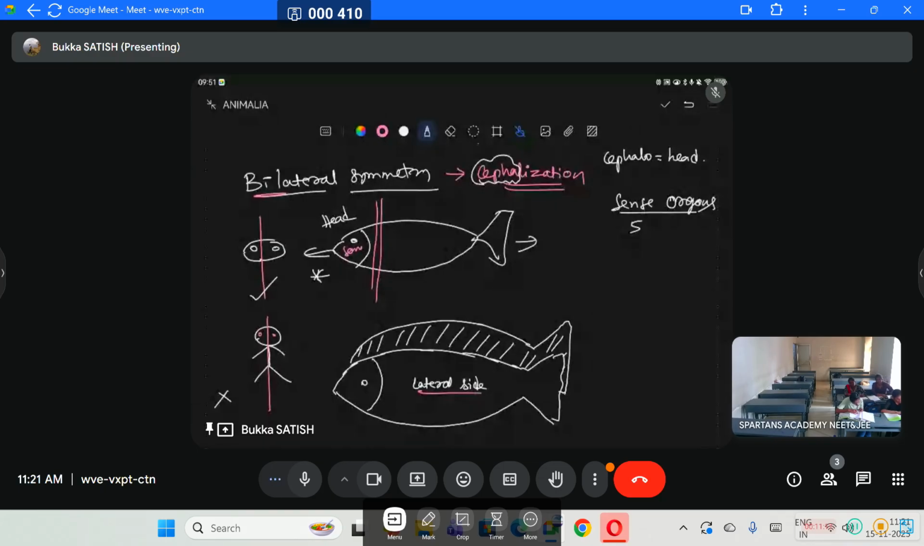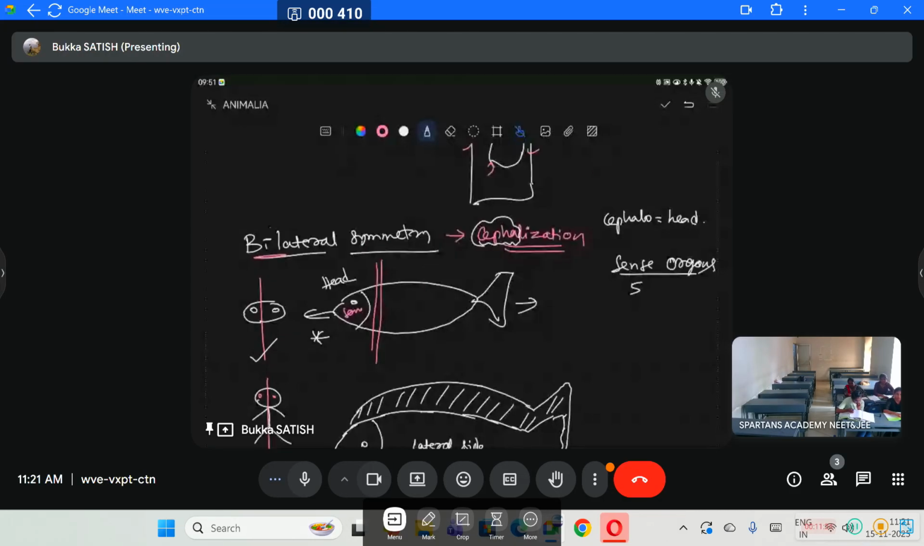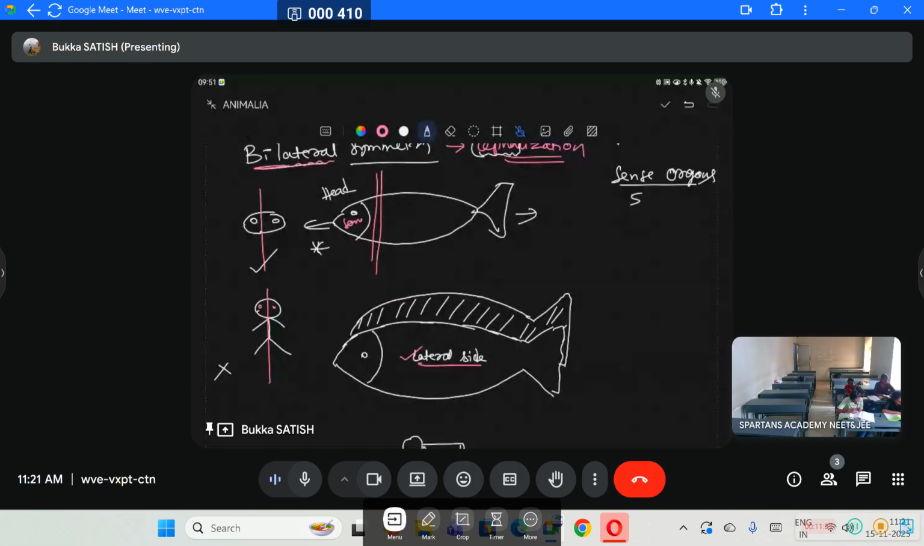Now see the name bilateral symmetry. Why is it called bilateral? Bi means two, lateral, two. What lateral two? Two sides are there, left and right. Okay. So lateral sides and head consisting side is what we call... What is the name of the head consisting end? And these are the things you should know. Anterior side. Okay. The other side is posterior side.